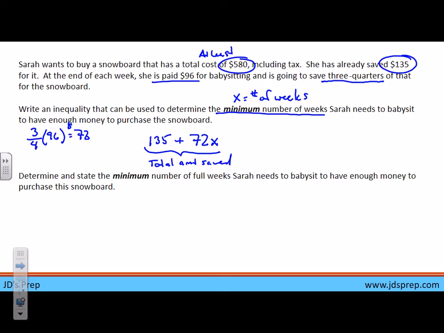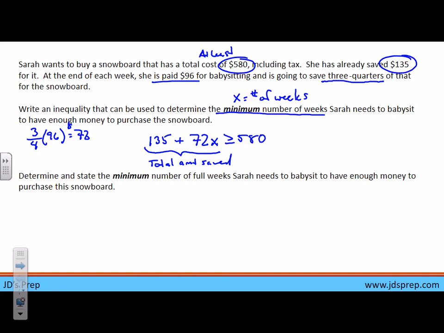So that means for our inequality, we're going to want the 135 plus 72x, the total amount saved, to be greater than or equal to $580. So this is our inequality. This inequality can be used now to determine the minimum number of weeks Sarah needs to babysit in order to have enough money for the snowboard.